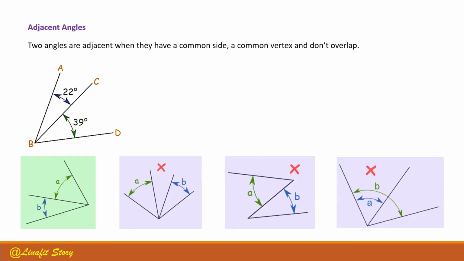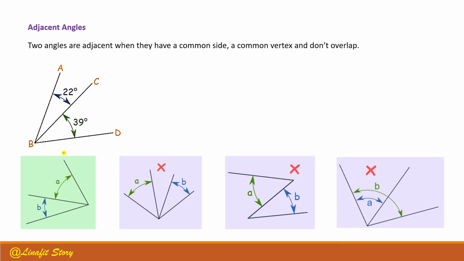Adjacent angle. Two angles are adjacent when they have a common side, a common vertex, and do not overlap. Angle ABC is adjacent to angle CBD because they have a common side, line CD, and they have a common vertex, point P.